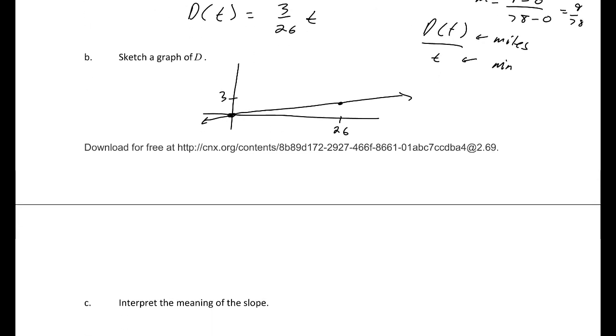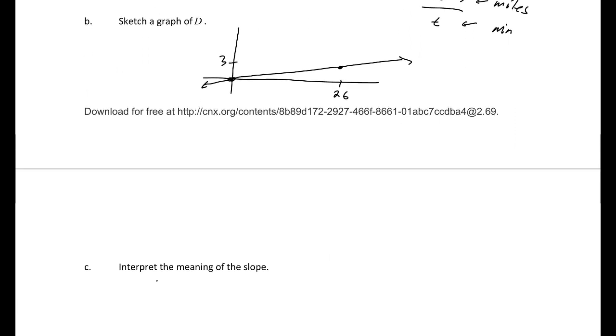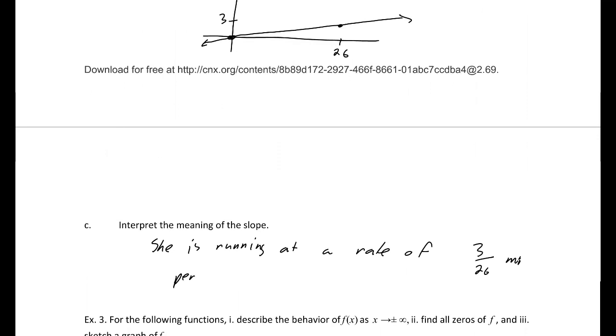So this is actually miles per minute. So that slope means that she is running at a rate of 3/26 of a mile per minute. Now, at the beginning, we assumed that she was going to be running at a constant pace. That's where this came in.